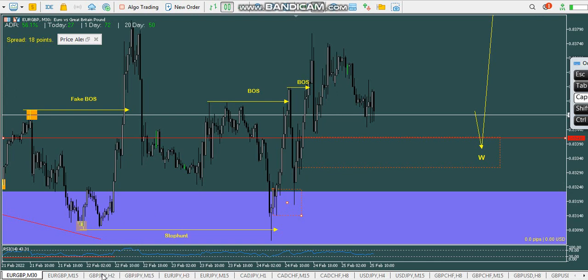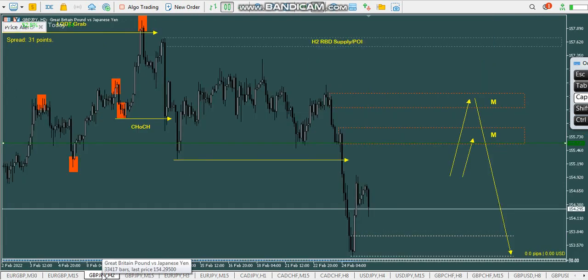Then on GBPJPY, I've marked my zones here, guys. This is GBPJPY H2. I'm expecting price to react from this zone so that I can take a sell. Also, I'm going to be watching price. You can mark your charts, guys. This is the H2 GBPJPY. You can mark your charts from the H2 and watch price from these levels.